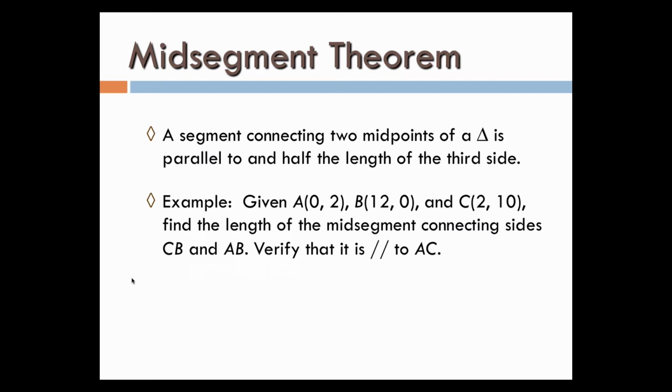Mid-segment theorem. We talked about a midline in a trapezoid. This is a little bit different; it just applies to a triangle. I think we actually talked about this. If we take any two midpoints in a triangle and connect them, we get something called a midsegment. That midsegment has two properties. Number one, it's parallel to the side that it intersects, and it's half the length.